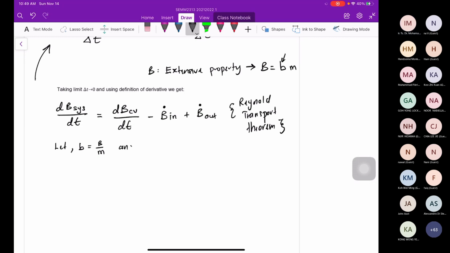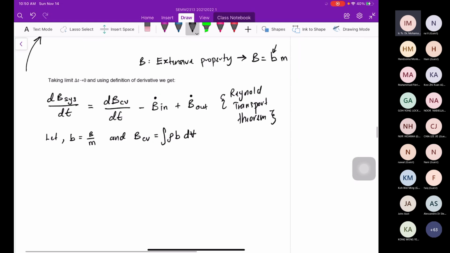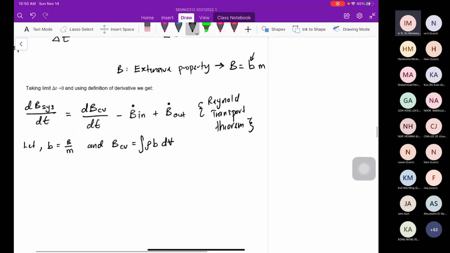And B control volume is equal to the integration of rho b dV. Let me show you how it works. Rho dV basically is equal to dm, because density equal to mass over volume, right? So mass equal to rho V. So dm equal to rho, the change of volume. Okay, simple way.